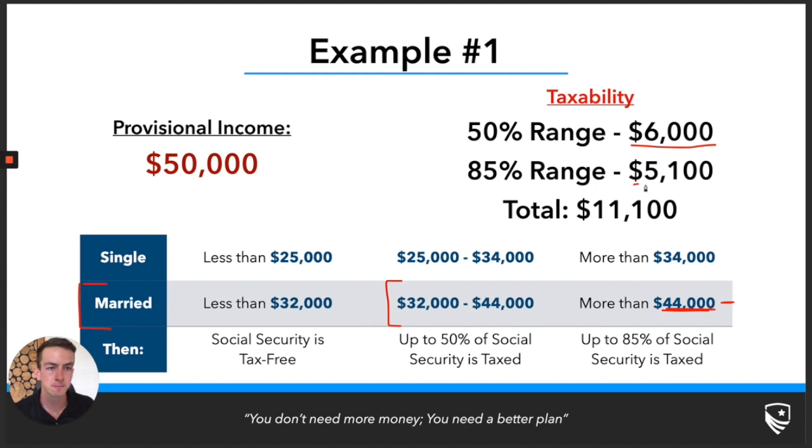85% of that is $5,100. So we add those together, and this person is taking $40,000 from Social Security. They're taking $70,000 in total income, and yet only $11,100 of their Social Security benefit will become taxable. Basically, a quarter of their benefit will be taxable despite taking $40,000 from Social Security. And so now we start to see how beneficial Social Security can be in terms of tax preferability.